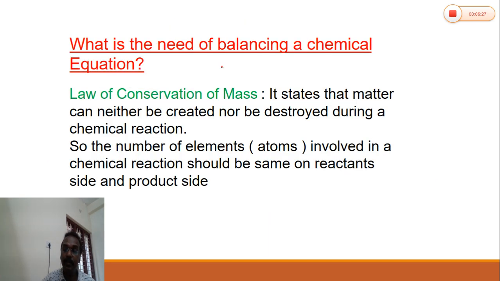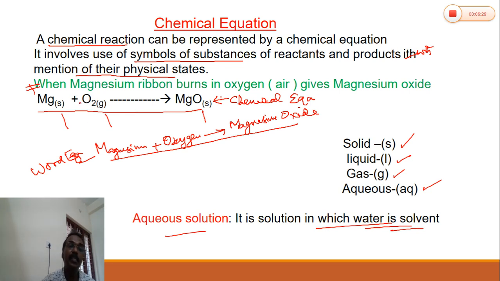Now, in the equation we studied here, Mg plus O2 gives MgO, the number of atoms on both sides is not the same. This is the LHS, left hand side, and this is the RHS, right hand side. Left hand side is reactants, right hand side is products. Here, left side one magnesium, right side also one magnesium. But left side oxygen is 2 and right side oxygen is 1. So this reaction is not balanced.